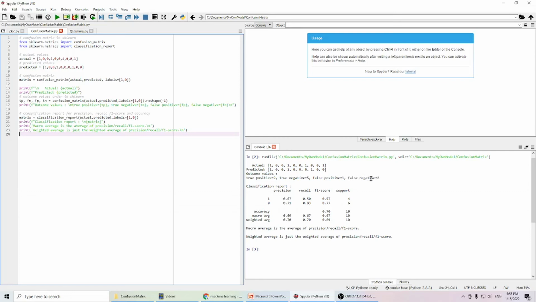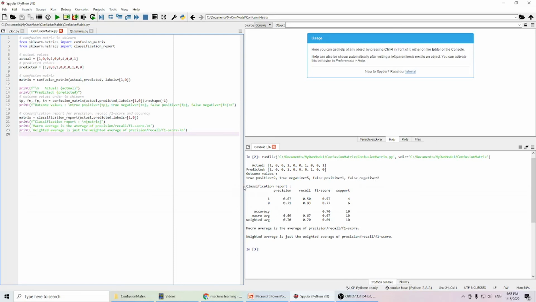How about false negative? That means the model thinks it's negative, and in reality it's positive. So here we think this is negative and this is negative, but the actual value is positive. So false negative equal to 2.